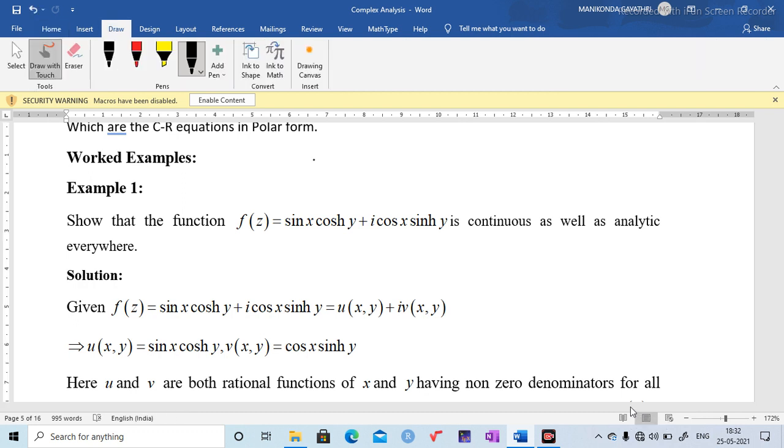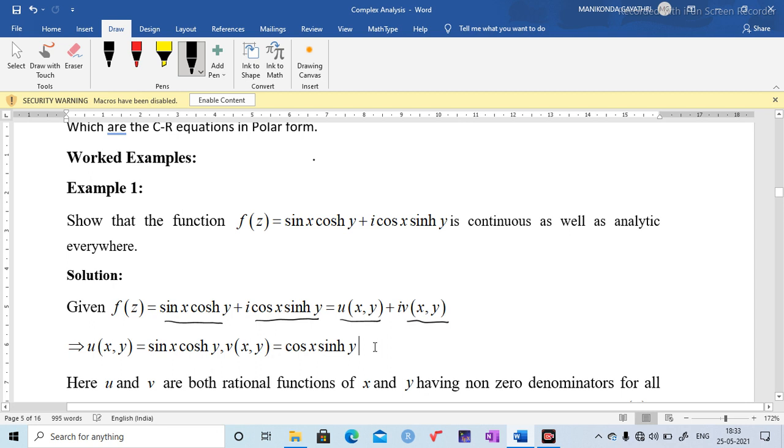Solution. Given f of z equal to sin x cos hy plus i cos x sin hy. Compare this function with u of x comma y plus i v of x comma y. So, real part equal to real part. So, u of x comma y is sin x cos hy. Imaginary part equal to imaginary part. So, v of x comma y is cos x sin hy.